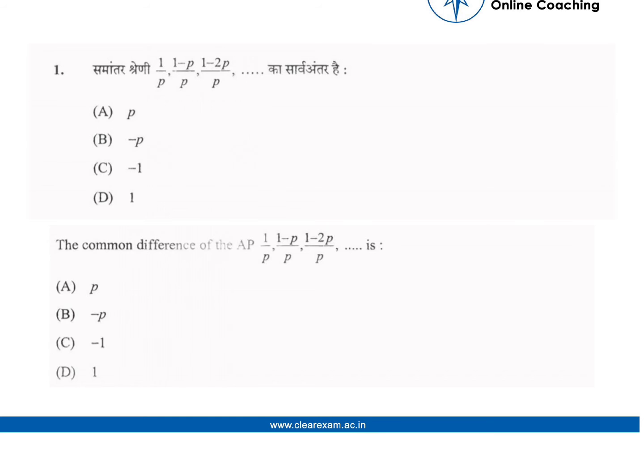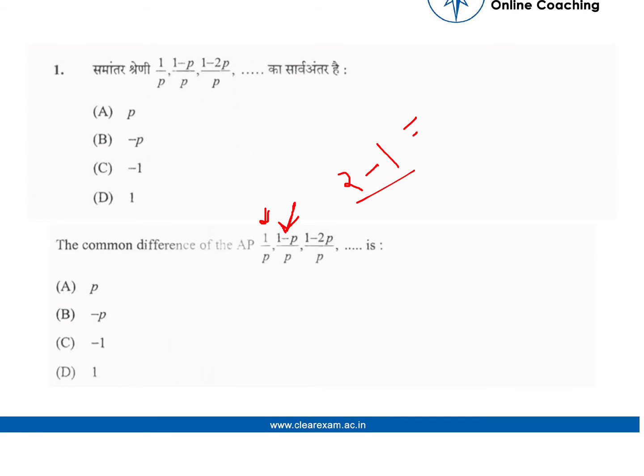So the question is, we have to find the common difference of this AP, and we know how to find the common difference. The common difference can be found by taking the difference between the second term and the first term, which means second term minus first term equals the common difference.